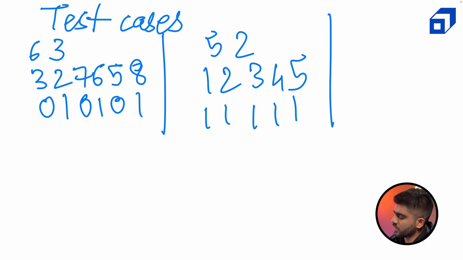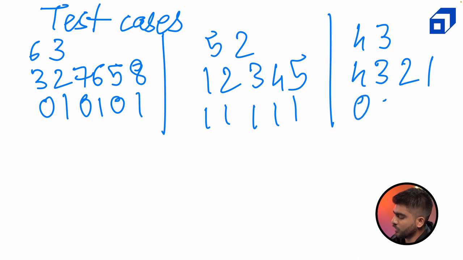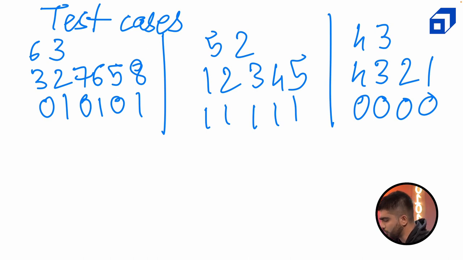Another test case can be 4, 3, 2, 1. All of them are zeros. And I think these examples should be sufficient for us to get started. We can dry run our approach once we have decided what algorithm we are going to use, and we can think about other edge cases further down the lane if need arises.